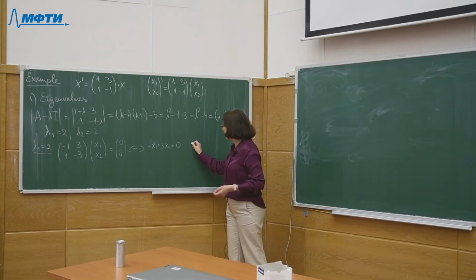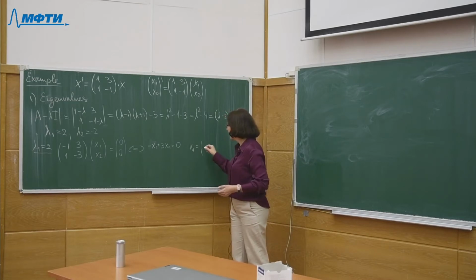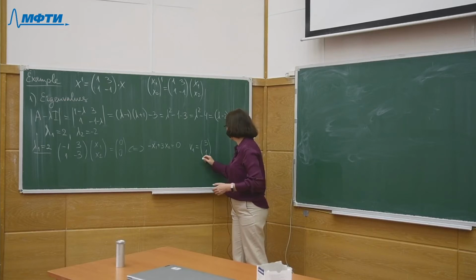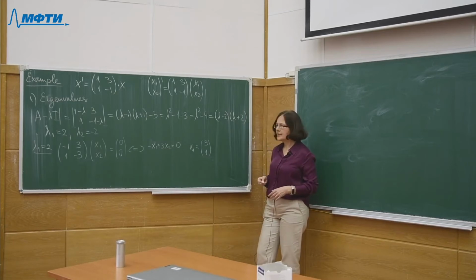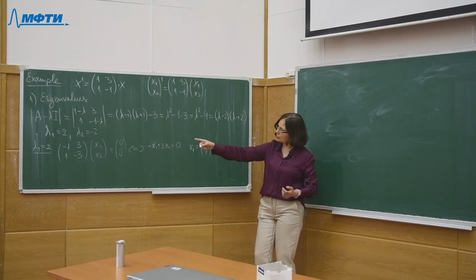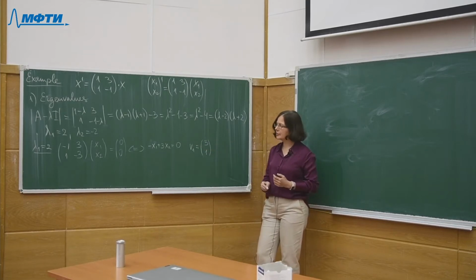And so the vector v1, 3, 1 satisfies this equation. This is an eigenvector associated to the eigenvalue of 2.